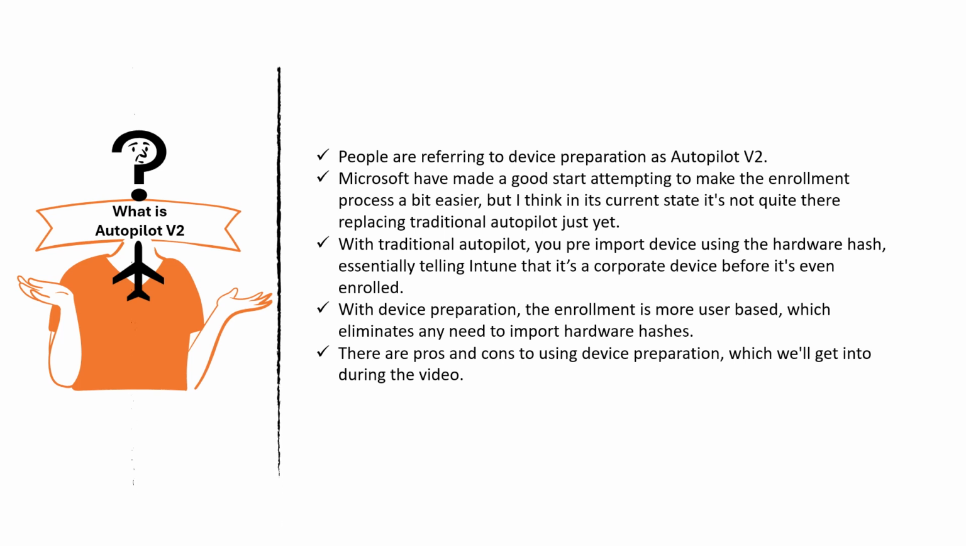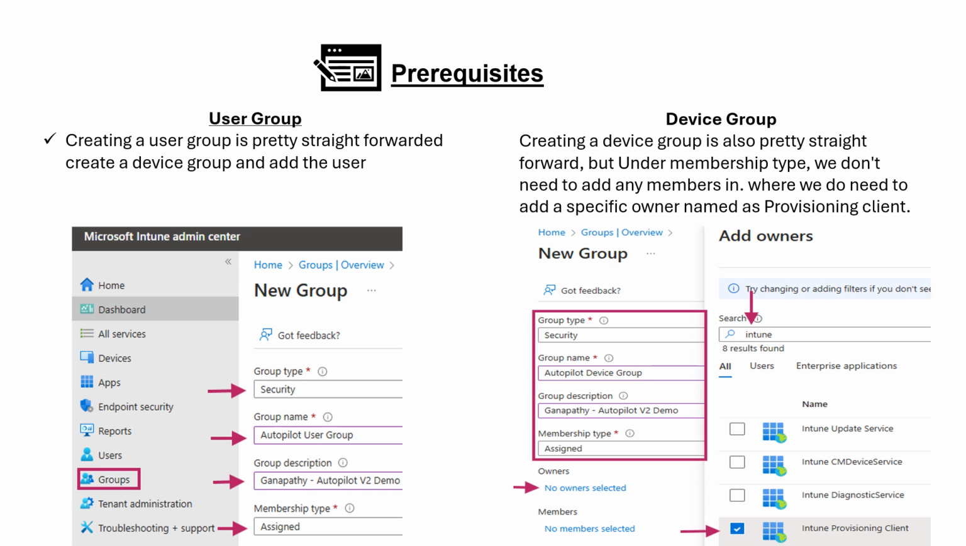Prerequisites before we set up Autopilot device preparation: the first thing we need to do is create a couple of groups, setting up the required groups for deployment. We need a user group and a device group. Creating a user group is pretty straightforward. Creating a device group is also pretty straightforward, but under membership type, we don't need to add any members in. Where we do need to add a specific owner, named Intune Provisioning Client.